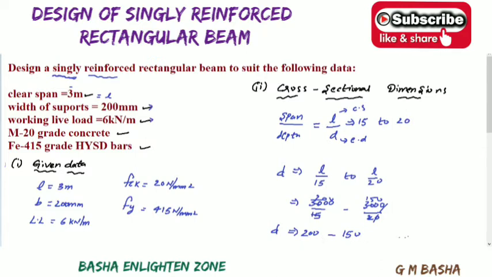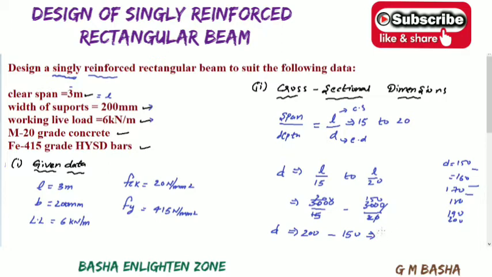So you can select your effective depth as maybe 150, 160, 170, 180, 190 or 200, or else 155, 165, 175, or else you can take the average, 200 plus 150 divided by 2, which is exactly 175. Like that you can select any value, then you can adopt the effective depth. So here I am selecting the effective depth according to our problem.